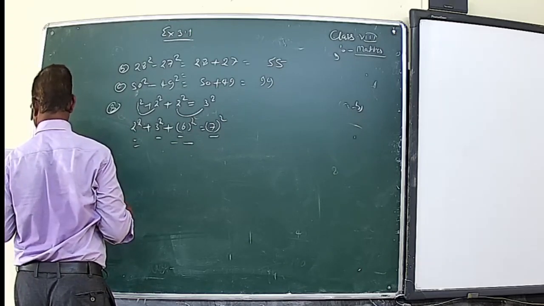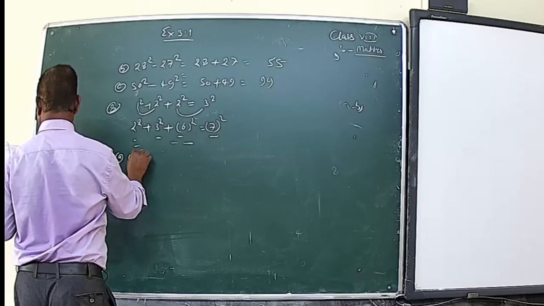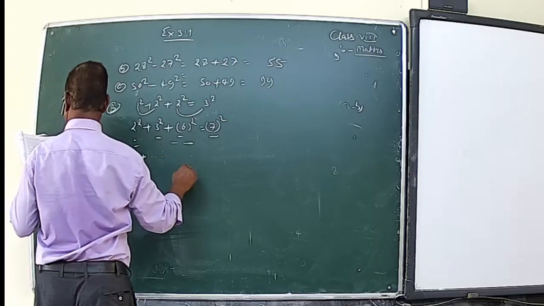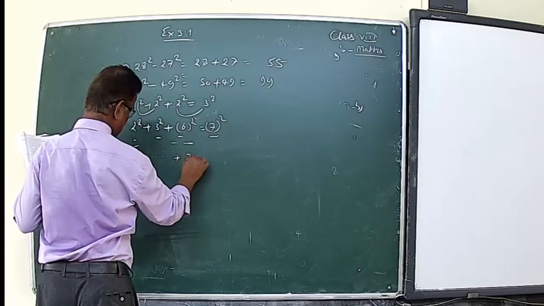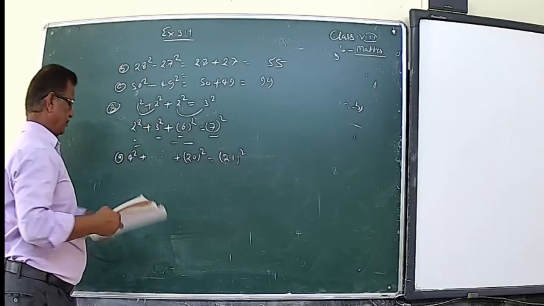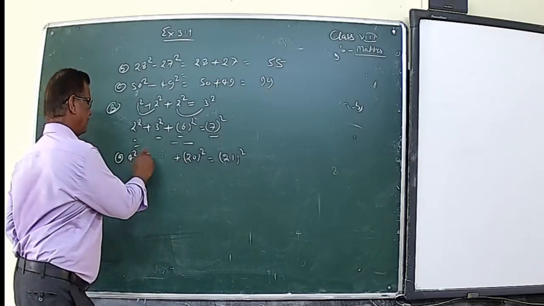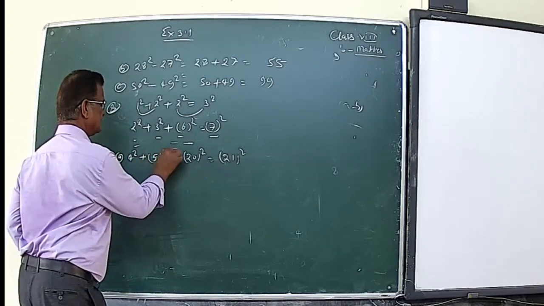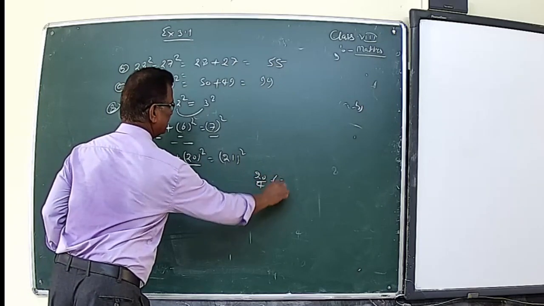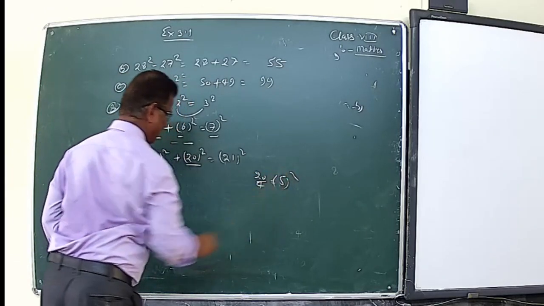Find the missing numbers in the given pattern. A is given: 4 squared plus, fill in the blank, plus 20 squared is equal to 21 squared. You have to fill in what number will come here. 20 divided by 4 is 5, so 5 squared is coming. This 20 divided by 4 is equal to 5, then you can write 5 squared.